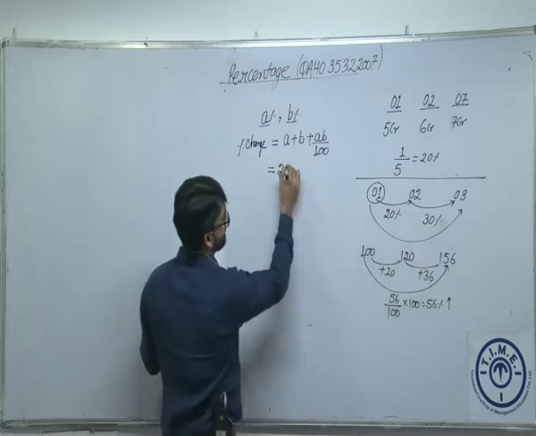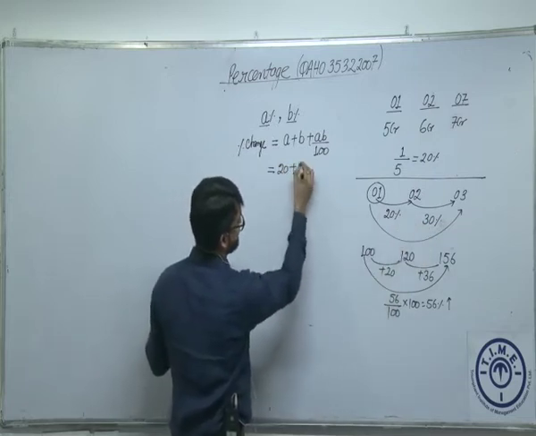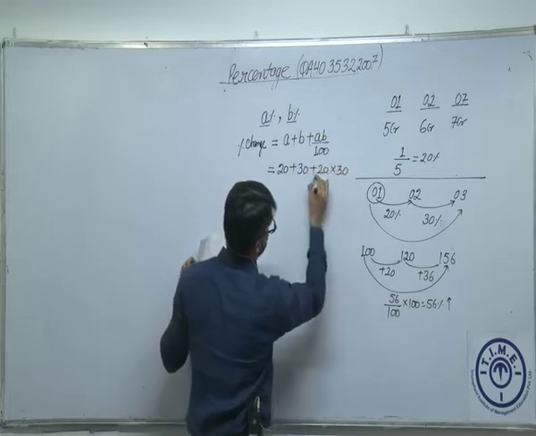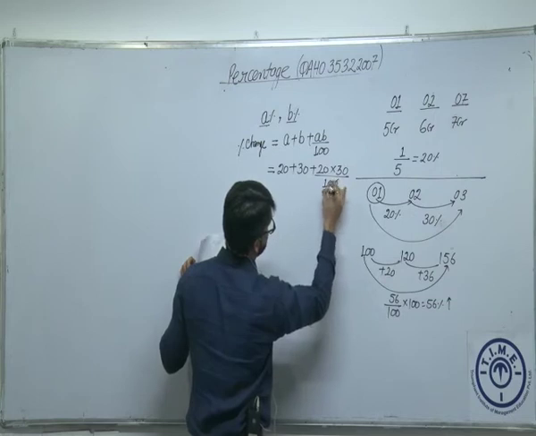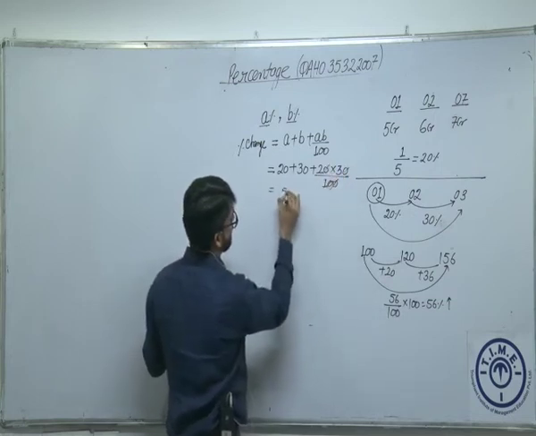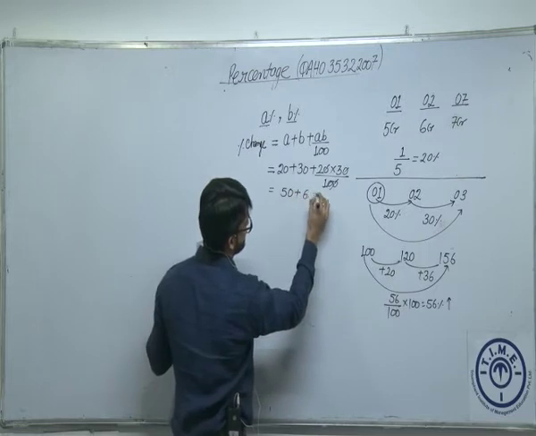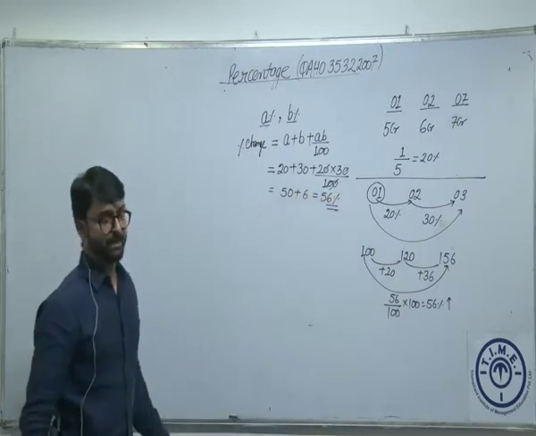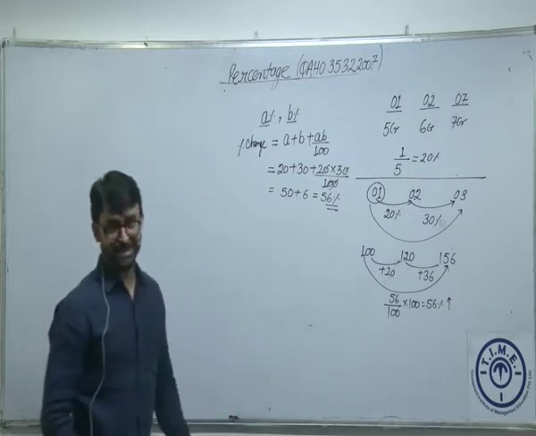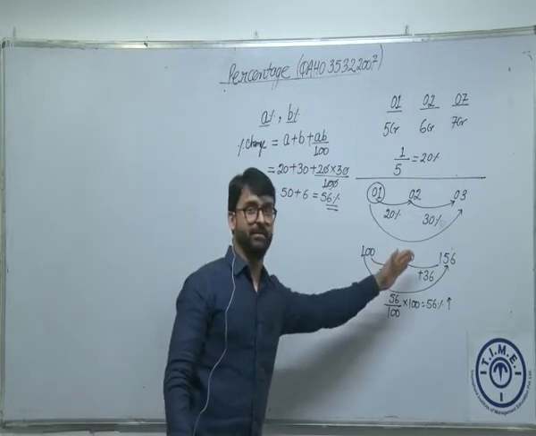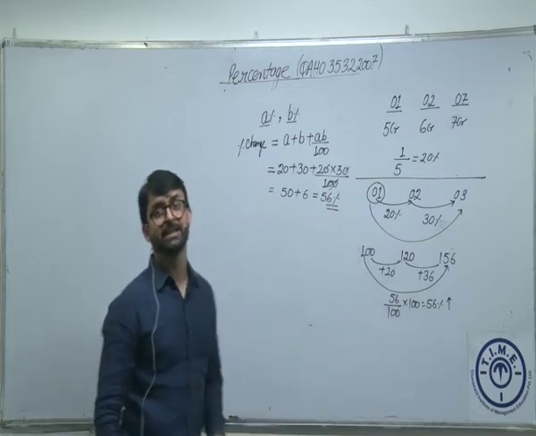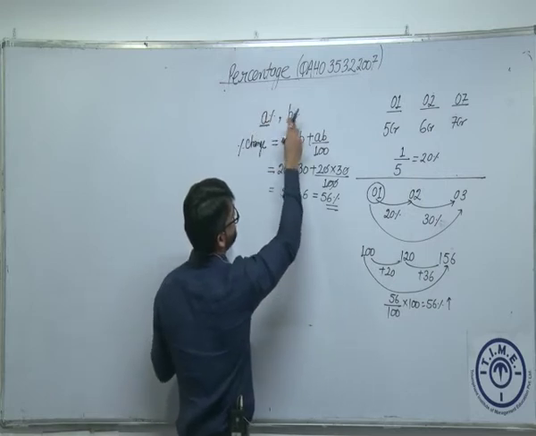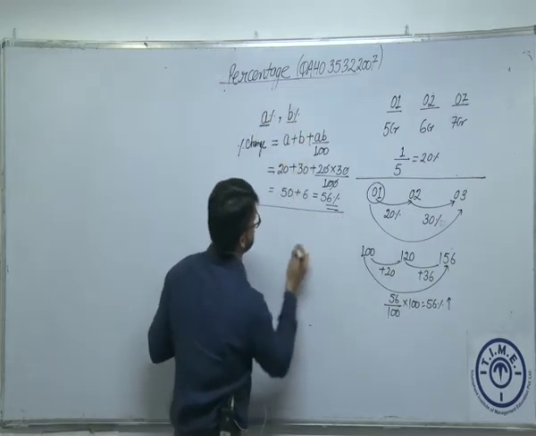You don't have to use fractions in this. 20 plus 30, plus 20 into 30 divided by 100. This is cancelled. This is 50 plus 6, which is 56%. This is clearly useful in so many cases. Where the percentage changes are in succession, we can use the formula of successive percentage change. Now, I categorically mentioned this is A% change, B% change. What exactly do I want to say?